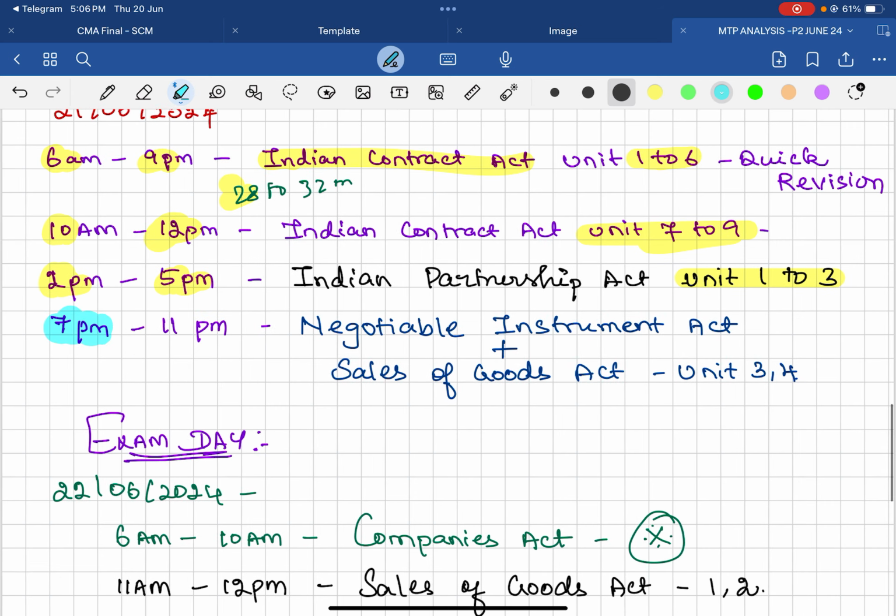Then from 7 p.m. to 11 p.m. you will do the Negotiable Instruments Act fully. A case-based question is there, and a direct question can be tested, so make sure you do the Negotiable Instruments Act as the next priority.